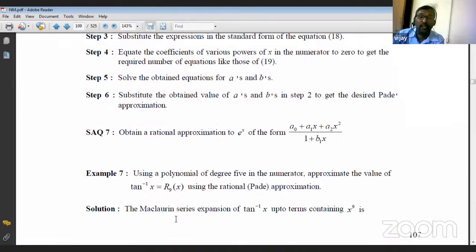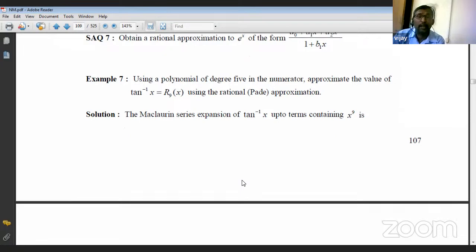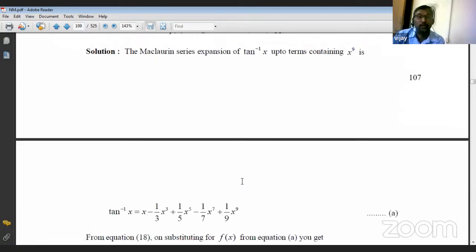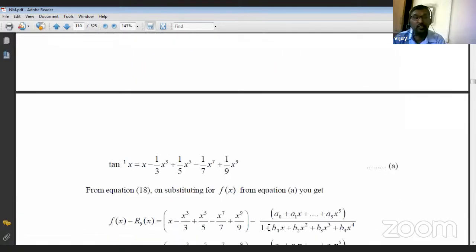Using a polynomial of degree 5 in the numerator, approximate the value of tan inverse x up to x power 9 using the rational approximation. Take the Maclaurin series of tan inverse of x up to x power 9. So we can write tan inverse x is equal to x minus 1 by 3 x cube plus 1 by 5 x power 5 minus 1 by 7 x power 7. We are writing odd numbers 1, 3, 5, 7, 9.